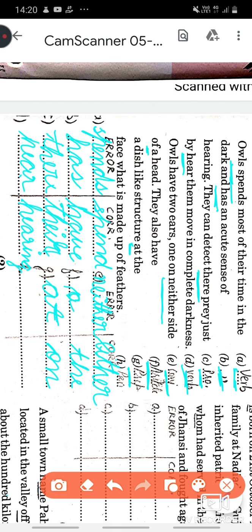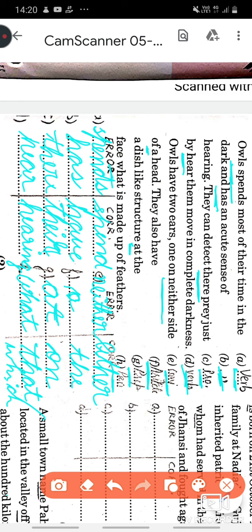What is made up of feathers? We are talking about face, and face should take a word that. It is a correction of pronoun. What is the error for the H part? And the correction will be that. That can also be replaced by the word which. Both will be correct here.